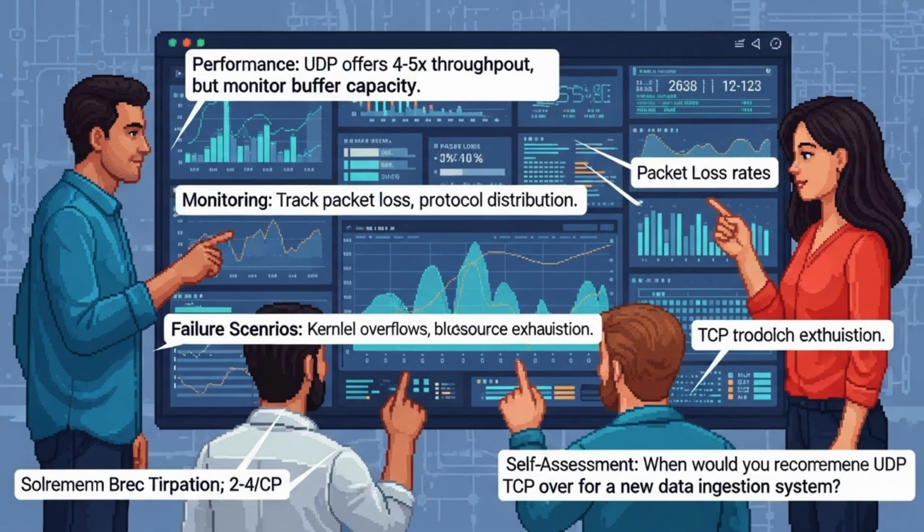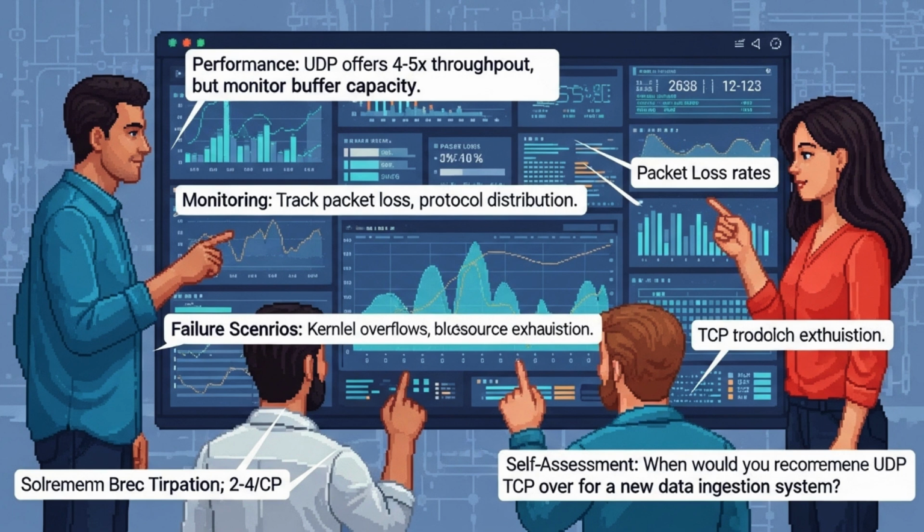Bringing it all together, let's look at what truly matters in production. In high-throughput scenarios, UDP consistently outperforms TCP by 400 to 500%. However, this performance degrades non-linearly if your kernel buffers overflow, so continuous monitoring of rmem_max utilization is essential. For monitoring, focus on key metrics: your packet loss rate, aiming for less than 0.5%, your messages per second throughput, and the UDP versus TCP protocol distribution to understand your system's adaptability. Also, track kernel buffer overflow counts using tools like netstat -su.